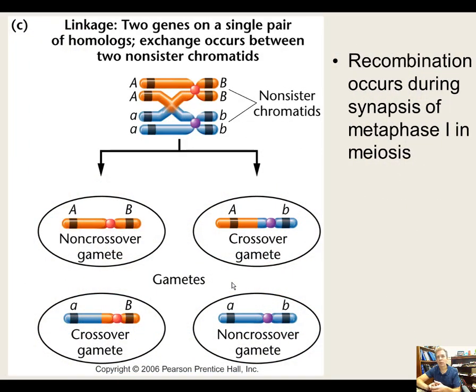Well, this is where a concept called recombination comes in. We've talked about recombination, how homologous chromosomes recombine during prophase and metaphase of meiosis I. And that's exactly what Thomas Hunt Morgan discovered. The non-crossover or parental gametes are shown here on the top, big A, big B, and on the bottom, little a, little b.